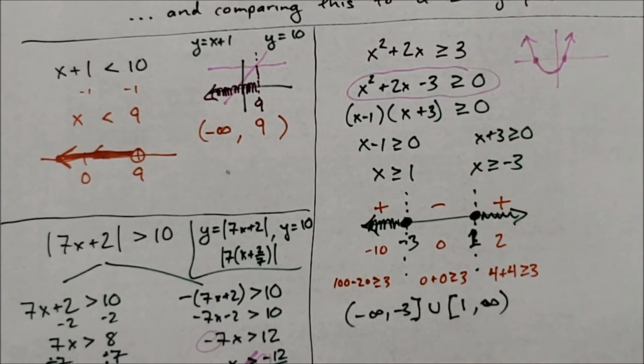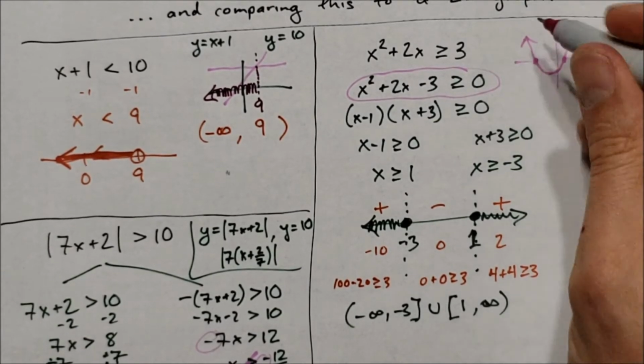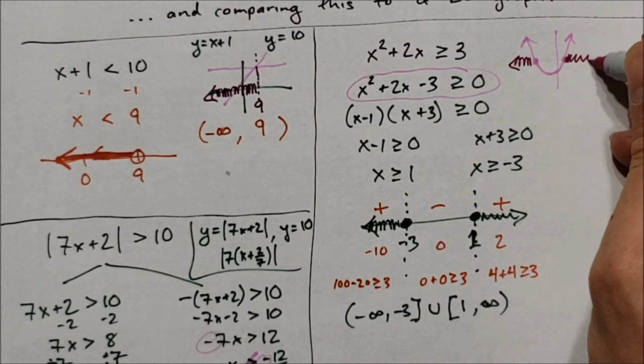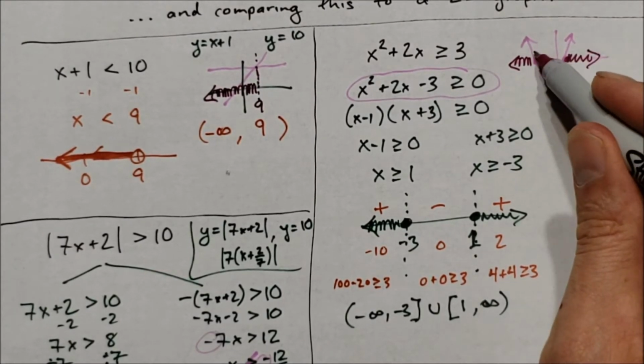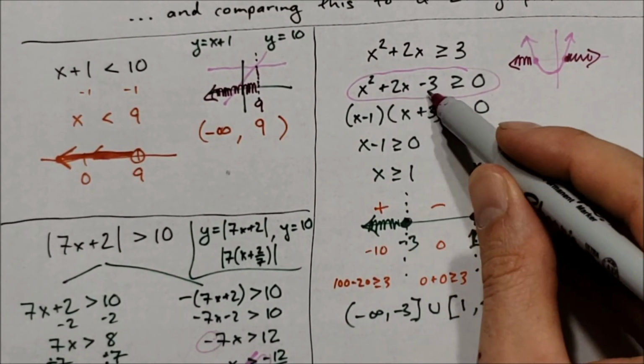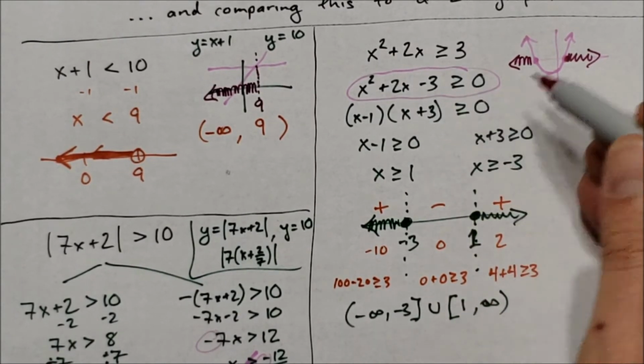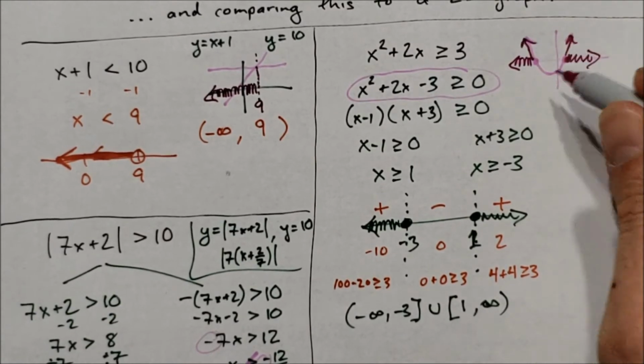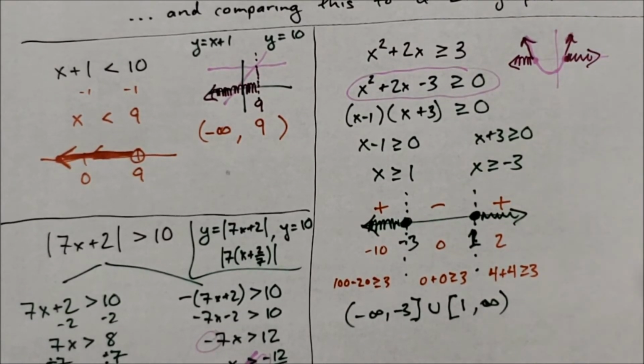We're asking ourselves, when is this greater than or equal to 0? Well, it's greater than or equal to 0 in this area and this area. So graphically, the function x squared plus 2x minus 3 is greater than or equal to 0 in these areas, when it's here and here, but not below 0, because that would be less than.